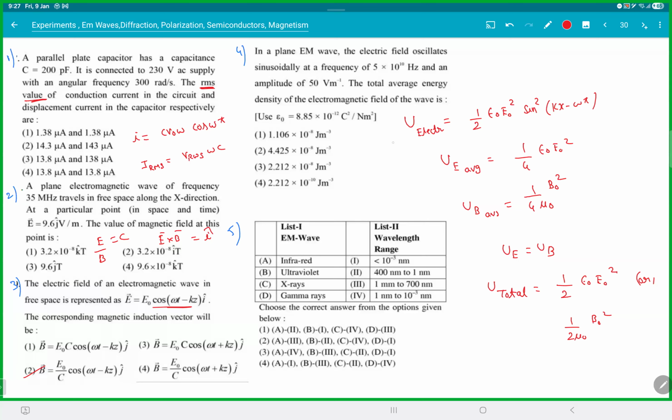So when that is your electric energy density as a function of time t, the average will become 1/4. So electric field and magnetic field both will contribute 1/4 of the thing. So when you add them, you'll get half epsilon E naught square. So substitute there, you'll get it.